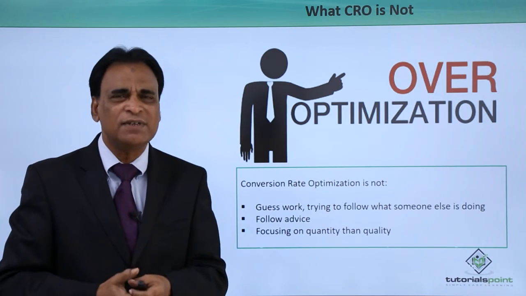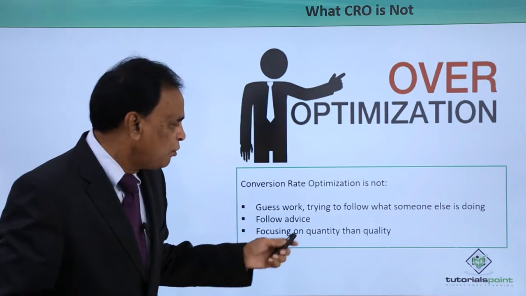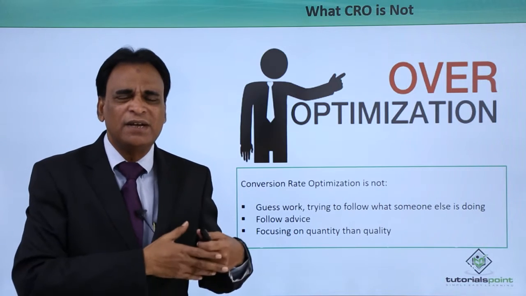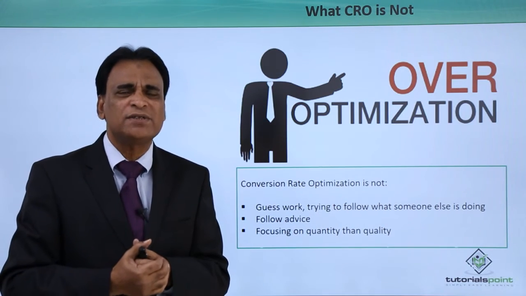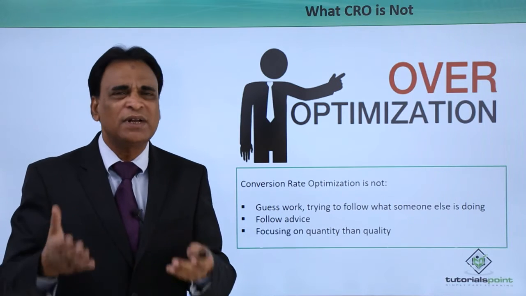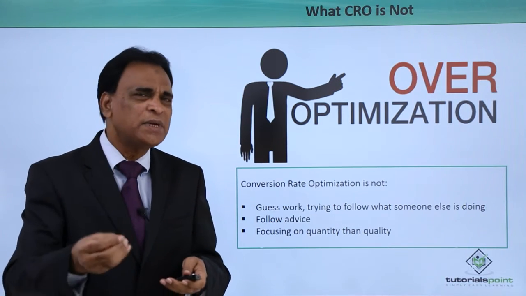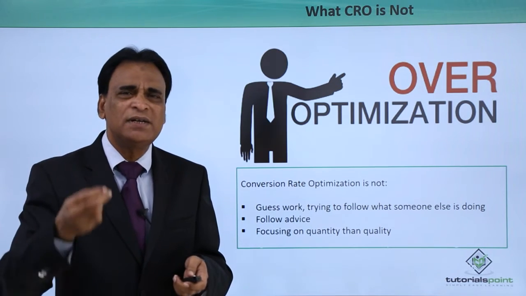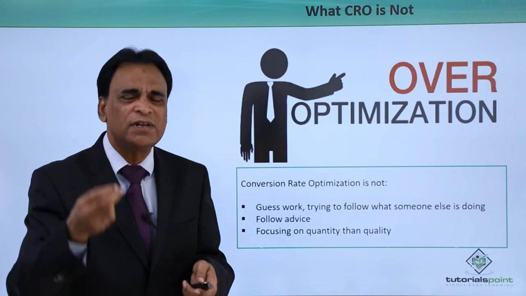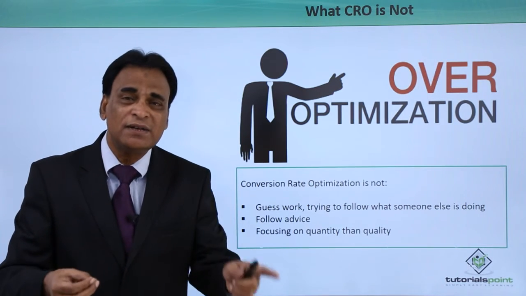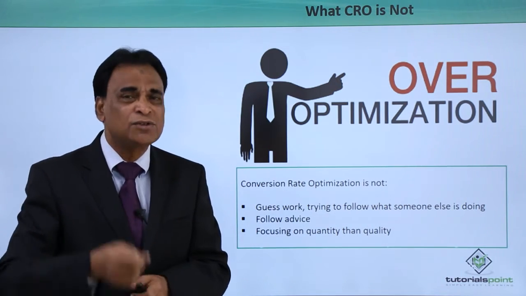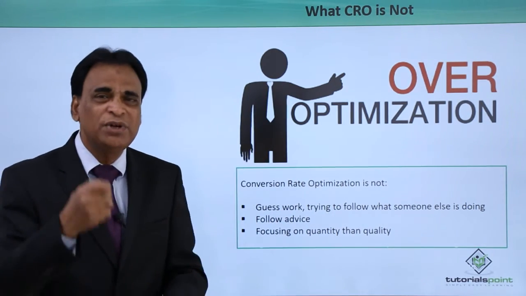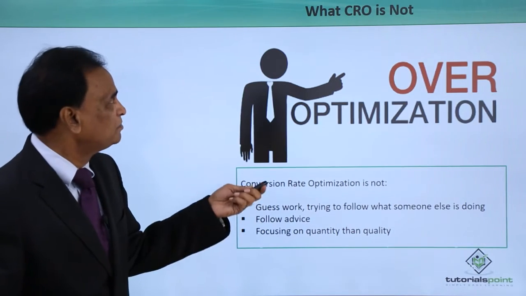Following advice is good but not always correct. Focus on quality rather than quantity. We see that people put up a huge number of pages on the website, a lot of content, but that is not going to work. Even if the website is smaller with little content, make sure the content that you publish is of very high quality, so that users can benefit from it. So focus more on quality rather than quantity. This is something that you should not be doing as far as CRO is concerned.